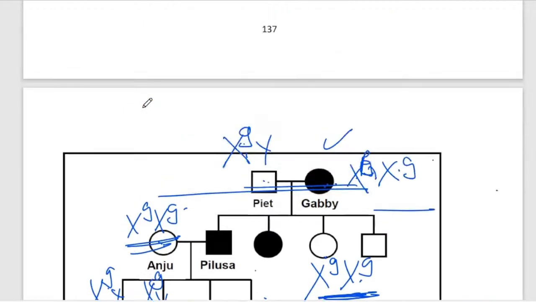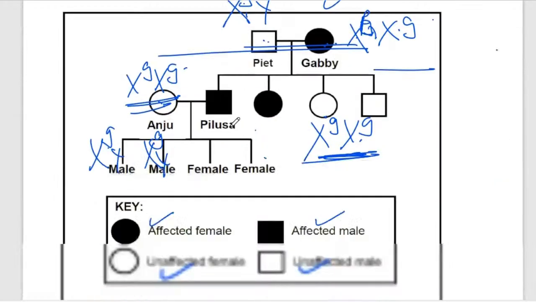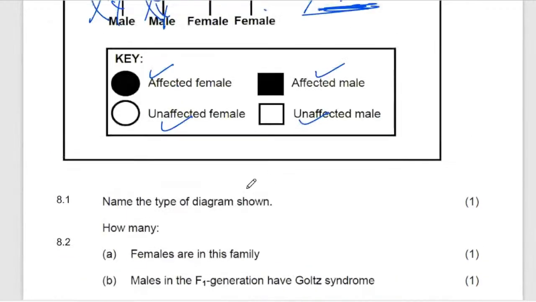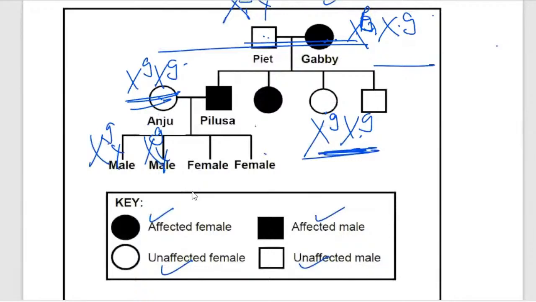The one who is normal has the recessive allele, if it's caused by a dominant allele. The one who is sick is the one who has a dominant allele. You understand? Explain your answer above. Why? Because they are normal. Anju, who is a female, is normal with the 2 recessive alleles. Therefore, she gives 1 recessive allele to the males. You understand? Therefore, they are normal.